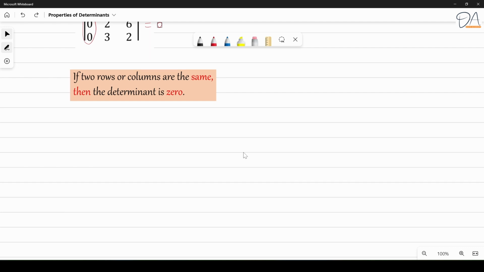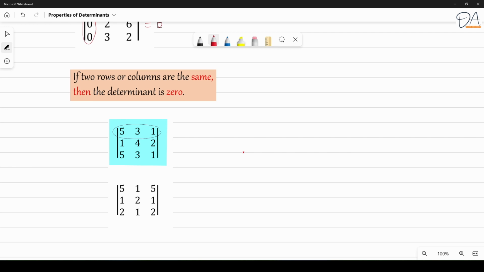The second property is that if we have two rows or columns that are the same, then also the determinant is 0. For example, if we look at the first determinant here, we can see that the first row and the third row are the same. So this means the value of the determinant is 0. You don't need to do any calculation directly. You can write that the determinant is 0. If we look at the second determinant here, we can see that the first column and the last column are the same. So immediately we can write the value of the determinant equal to 0.